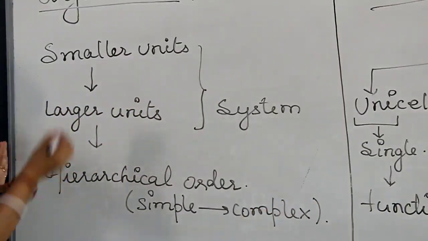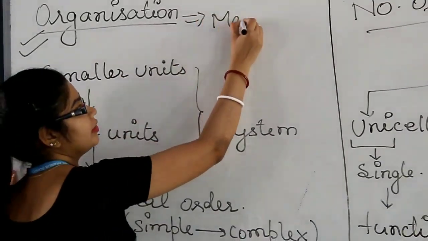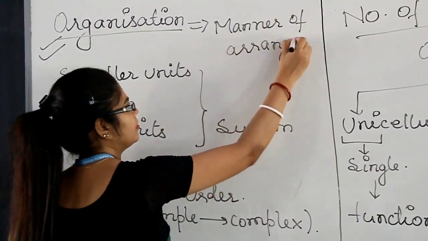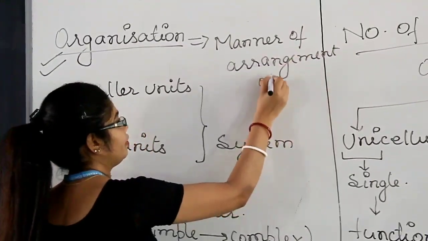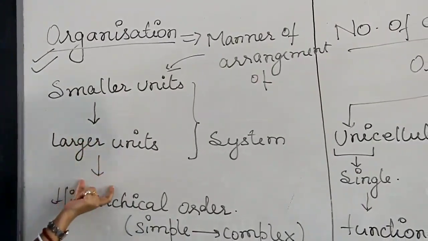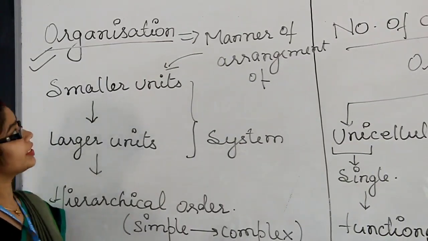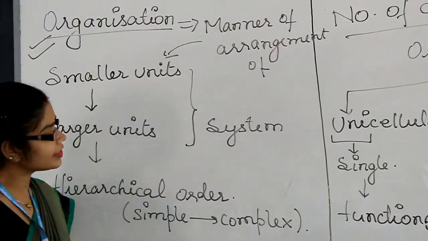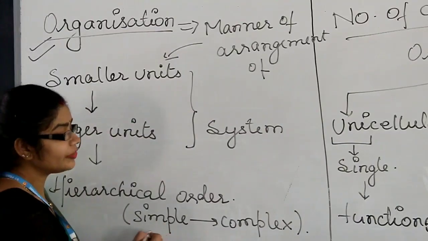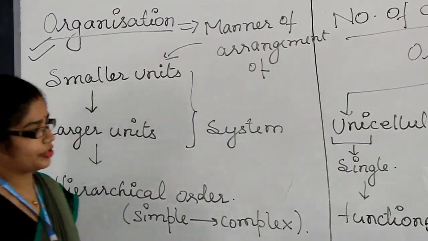Okay. So what is organization, as we sum up? It is actually the manner of arrangement. What are they arranging? They are arranging the smaller units into larger units, but they will be arranging them in order from simpler to complex. So that is organization. Since it is the manner of arrangement, there will be certain steps related to this order. So let us discuss the levels of organization.